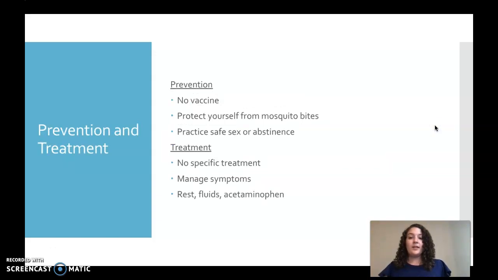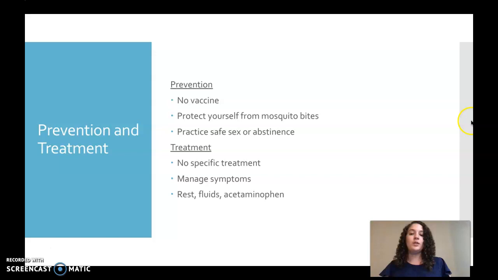So there is no vaccine for Zika virus. The only way to protect yourself from getting the virus is to protect yourself from mosquito bites. So the CDC recommends wearing long sleeve clothing and long pants, using bug sprays such as DEET, using mosquito netting or getting screens for your windows, or living in a place with air conditioning so that the windows do not have to be open. And then to limit Zika transmission sexually, practice safe sex, or abstinence.